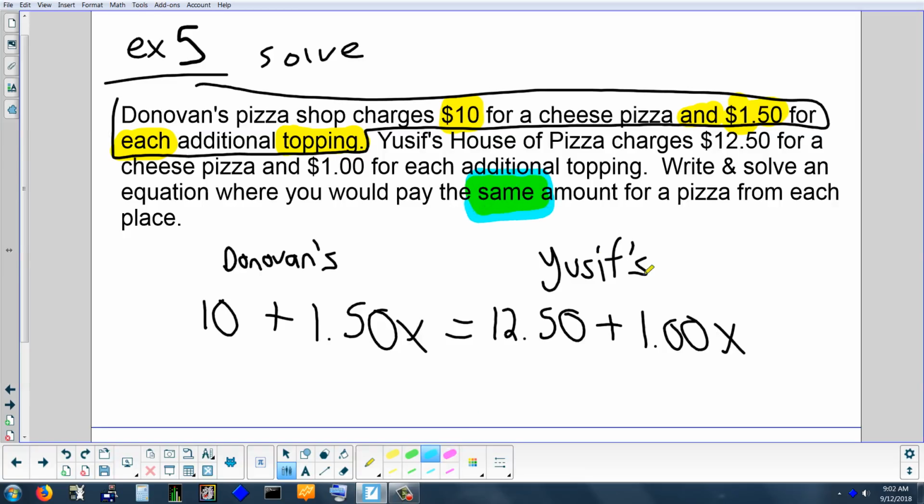Now, this type of problem, is this just a basic two-step, or is this variables on both sides? Variables on both sides. All right, what's one variable, Yusuf? 1.50x, right? That's one of them. Paige, what's the other one? $1, right? And they're both positive, right? Because the sign to the left is positive. Again, you don't have to do this. I just do it so you can see it.